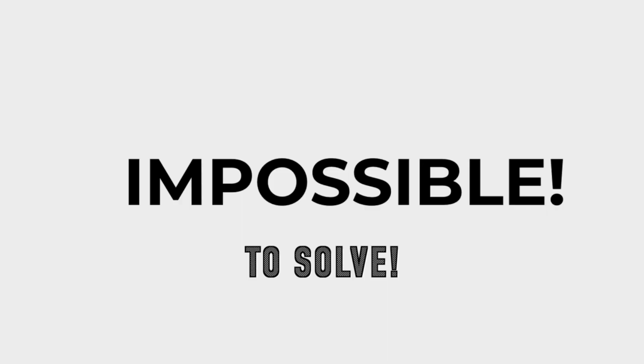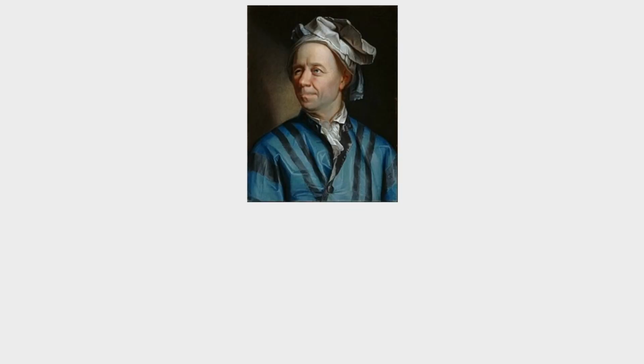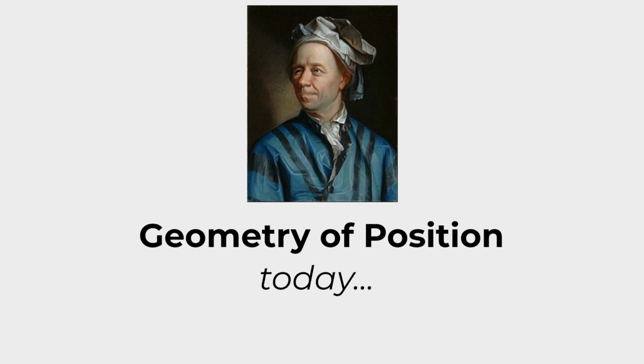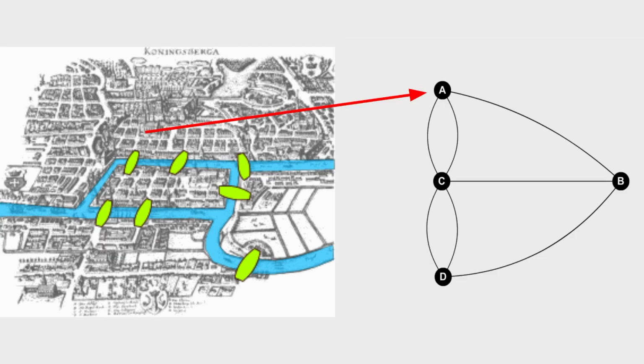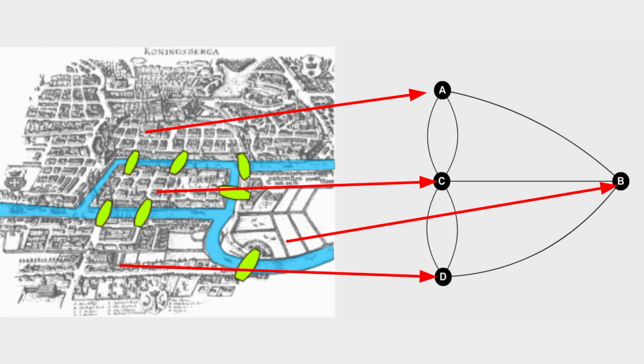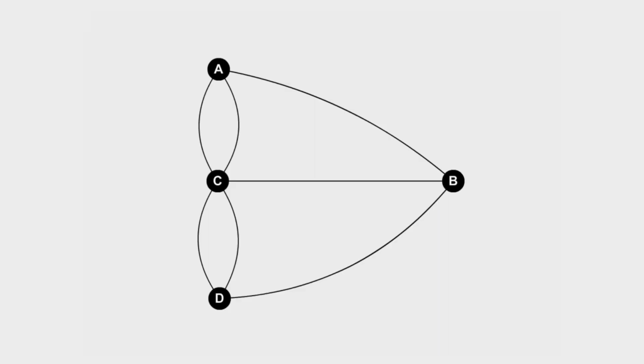Now, to prove that this problem is impossible, we're going to use a field in mathematics Euler used to call geometry of position, today known as graph theory. In this diagram, the points in our graph represent the pieces of land in Königsberg, while the bridges are represented by the lines found on the graph. In graph theory, these points are known as vertices, while the lines are known as edges.